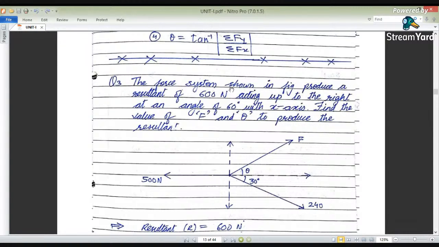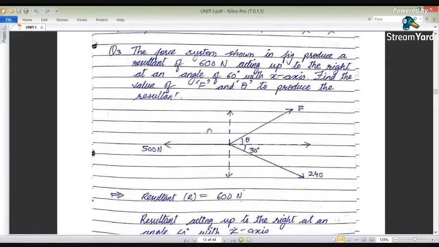The force system shown in the figure produces a resultant of 600 newtons acting up to the right at an angle of 60 degrees with the x-axis. Find the values of F and theta to produce the resultant. In the figure, F is the force acting at an angle theta with the horizontal, whereas a 240 newton force makes an angle of 30 degrees with the horizontal, and there is a 500 newton force acting in the left direction.